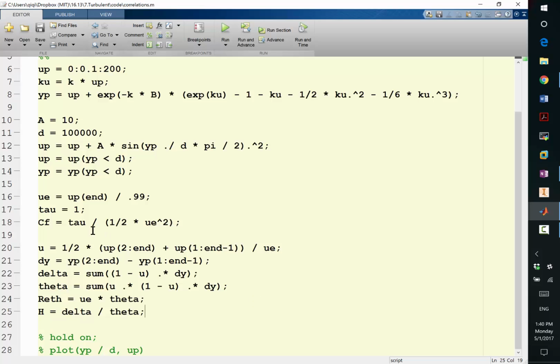So let's see what we computed. We computed three non-dimensional numbers, CF, RE theta, and H.